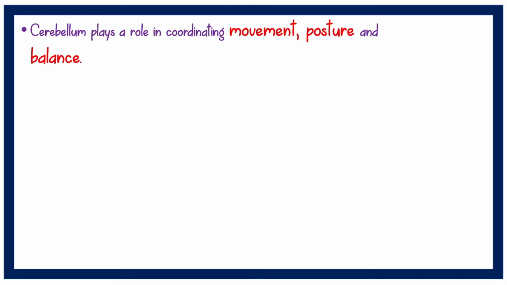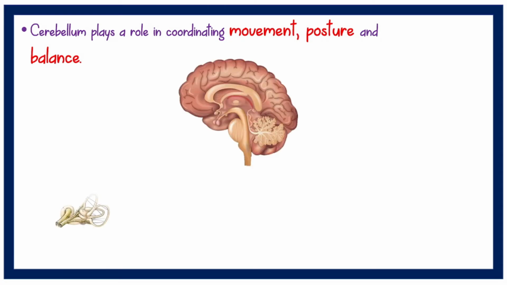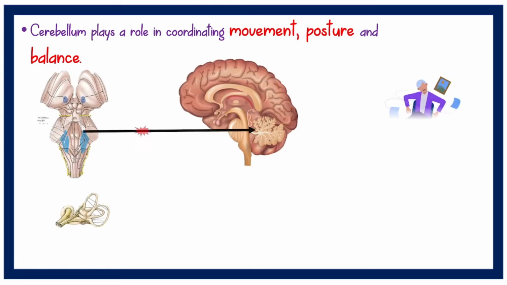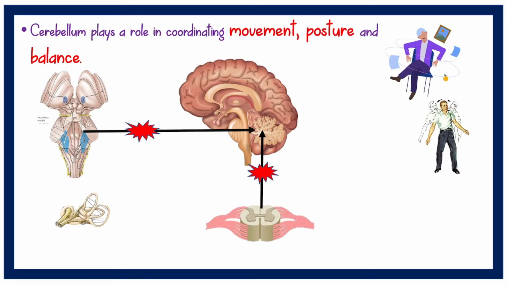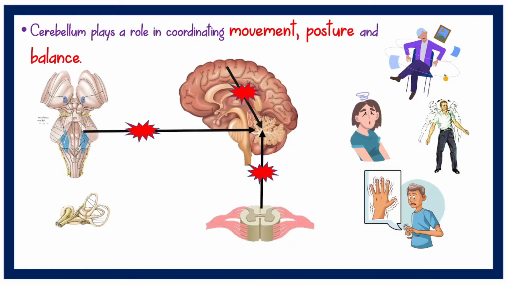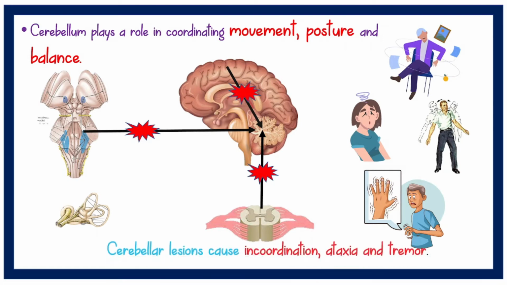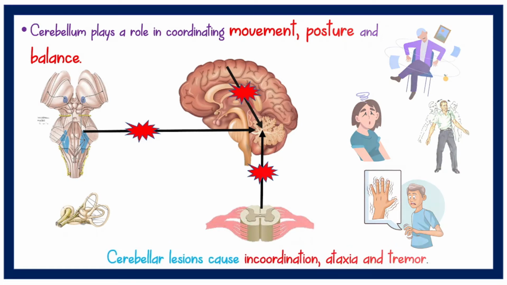Cerebellum plays a role in coordinating movement, posture and balance. Lesions between vestibular nuclei to flocculonodular lobe pathway causes disequilibrium. Lesions at the spinal cord to the vermis cause truncal and gait ataxia. Each cerebellar hemisphere receives afferents from the contralateral cerebral cortex. Cerebellar lesions cause incoordination, ataxia, and tremor.